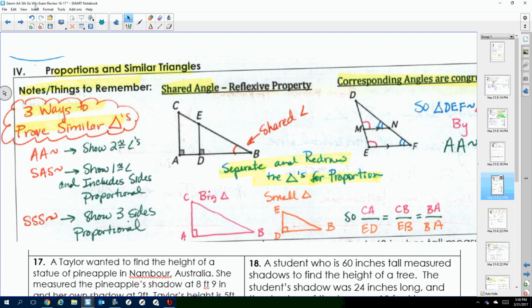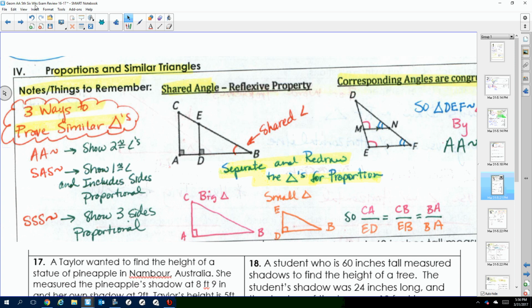Okay, the next section you have to kind of problem solve with is with proportions of similar triangles. So, some notes and things to remember. One, there's 3 ways to prove similar. Okay, that's angle-angle similarity. That's a little sideways S, your symbol for similarity. That means you have to show 2 angles are congruent.